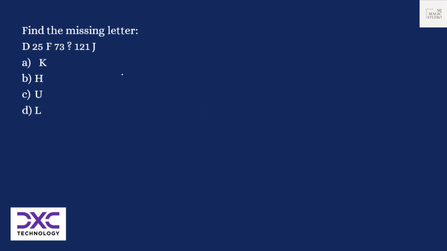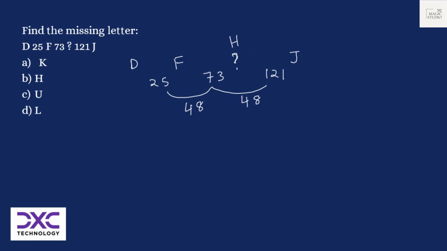Find the missing letter. You can see it is D, F, something, J, and here is 25, 73, 121. Can we identify something? D, E, F, G, H, I, J. And whether there is some relationship with these three numbers. 73 minus 25, 48. And then 121 minus 73, 48. Okay, here the gap is also 48. That means in place of the question mark, we should have H, simply alphabets moving up with plus 1. D, F, G, H, I, J. We'll mark on H.